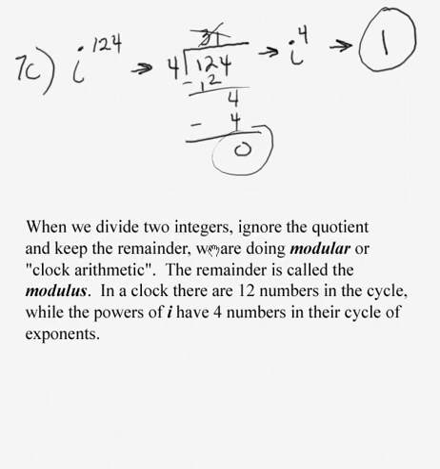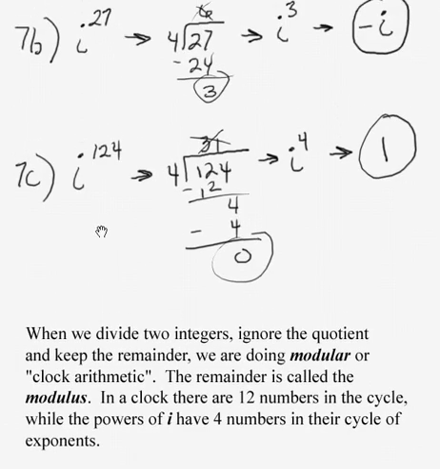And when we do this process, again, dividing two integers, we ignore the quotient and look at the remainder. That's called modular arithmetic or clock arithmetic. The remainder is called the modulus. So think about how you tell time, not military time, but on a clock where we've got 12 hours in the cycle. After 12 o'clock, we don't say 13 o'clock. We go over again and say 1 o'clock. 2 hours after noon, we don't say 14 o'clock. It's 2 o'clock. So for the powers of i, there are 4 choices, and we divide by 4 and look at the remainder to find out how to simplify our power of i.